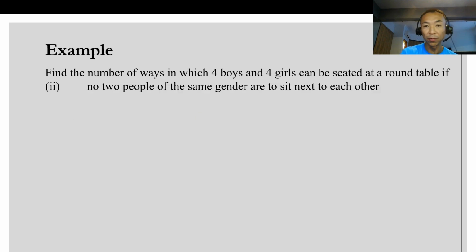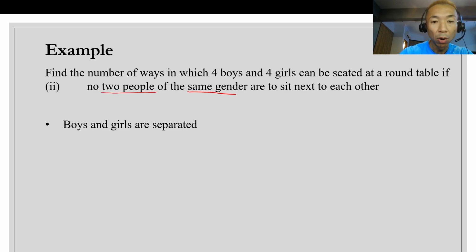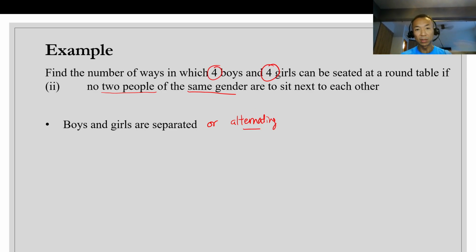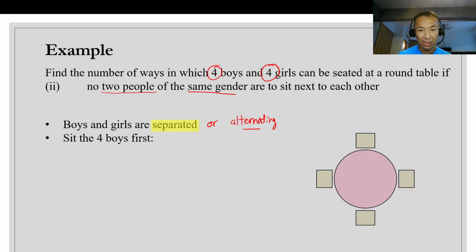Part 2. Find the number of ways for which no two people of the same gender sit next to each other. Basically, this is saying boys and girls are separated. Because there are exactly 4 boys and 4 girls at a round table, they must alternate. So one way to look at it is, let's sit the boys first. You have 4 seats here, right? You sit the 4 boys in, but because it is a round table, it is not 4 factorial, it is just 4 minus 1 factorial, which is 3 factorial.